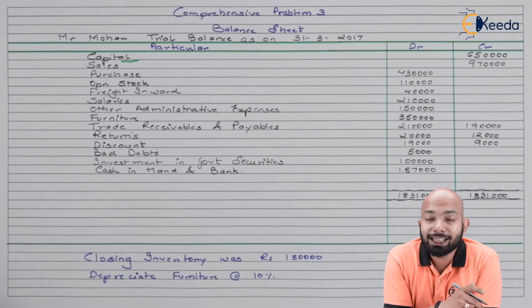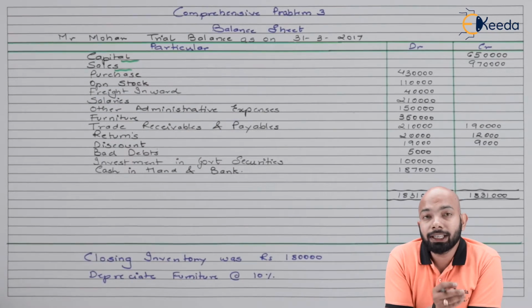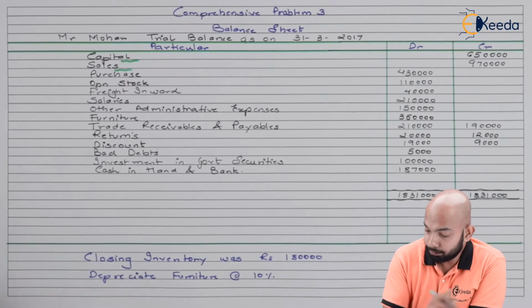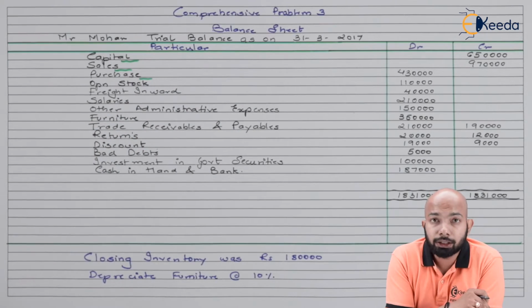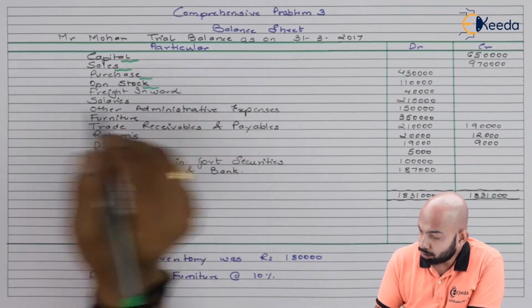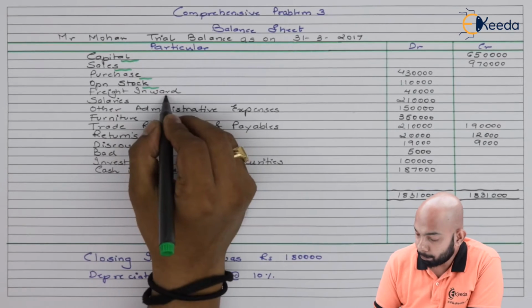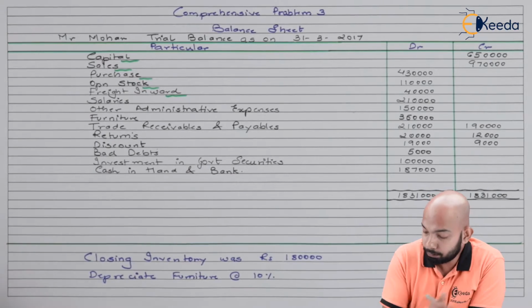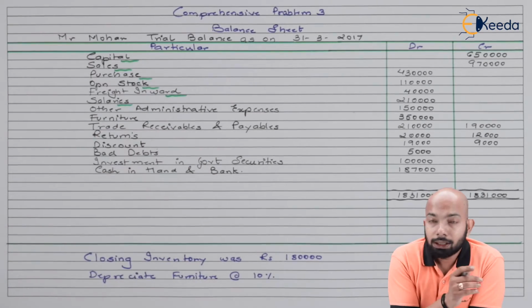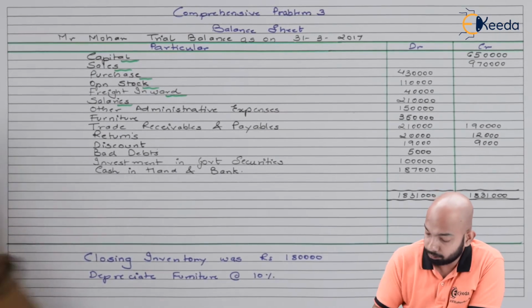Capital balance has been given as 6,50,000. Sales has been given as 9,70,000. Purchase balance has been given as 4,30,000. Opening stock has been mentioned as 1,10,000. Freight inward has been mentioned as 40,000 in total. Salaries has been mentioned as 2,10,000. It's an expense.